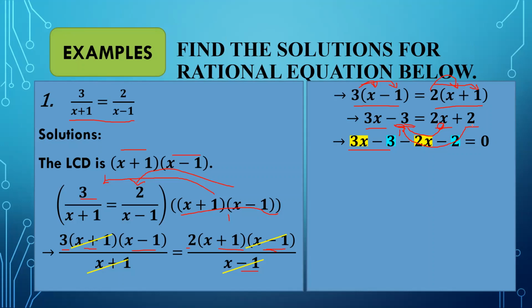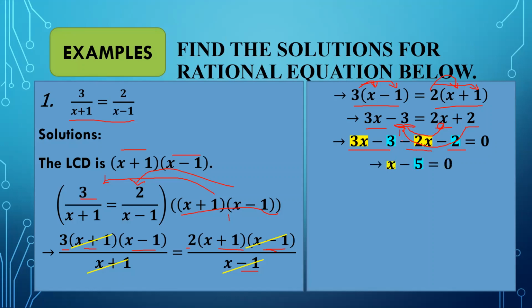And again, with number 2, we have transposition or additive inverse, same. So we have 3x minus 3 minus 2x minus 2. So again, why negative? We use the additive inverse or transposition. So again, 3x and negative 2x are similar terms, so we can add them.